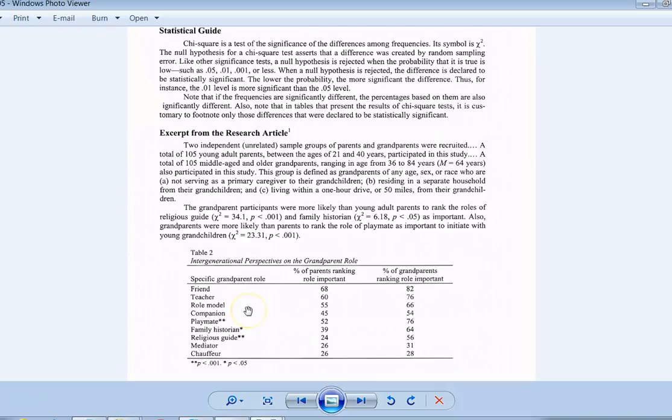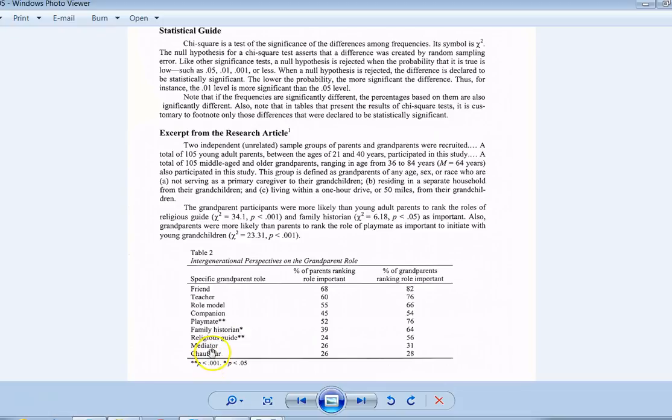Number 7, the difference between parents and grandparents is more highly significant for which of the following roles? So you look at friend, it's not even significant, so we're not even going to look at it any further. Family historian and religious guide. So we look at these two. These numbers over here don't really tell us anything about that. We're going to look at our significance level. So religious guide is at 0.001, which is more significant than family historian.